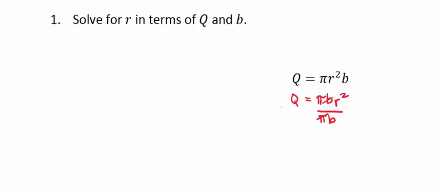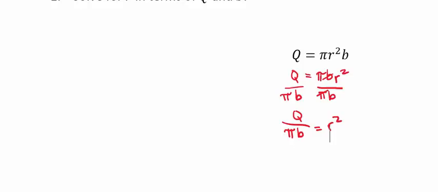All we're going to do is undo the multiplication of pi b on both sides. Cancels there. So on the same side here, divide by pi b. And so what we end up with is q divided by pi b equals r squared. Now it does say solve for r, so we're not quite done. What we need to do now is unsquare the r squared, and in order to do that, we can use the square root, so we'll square root both sides.